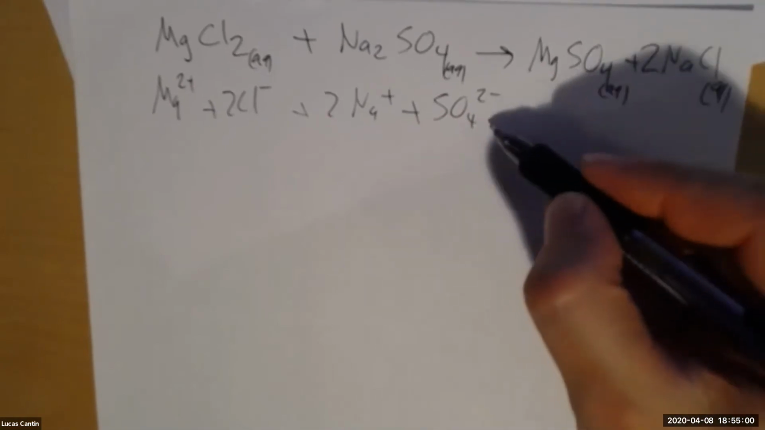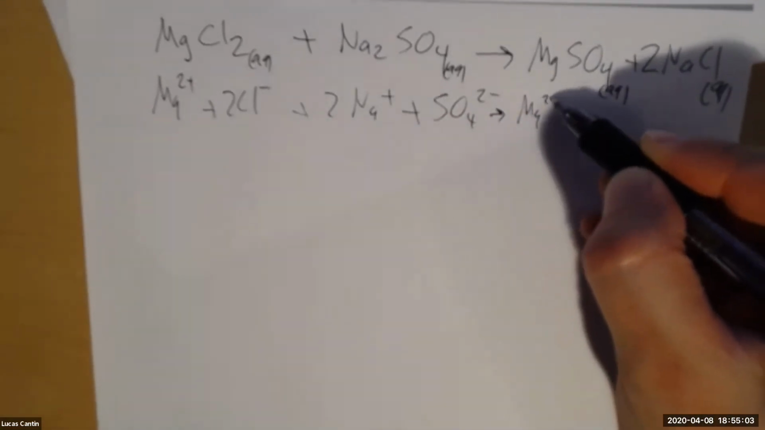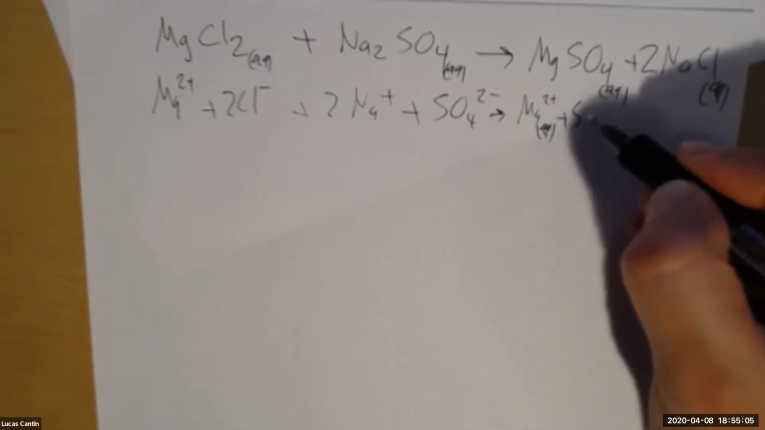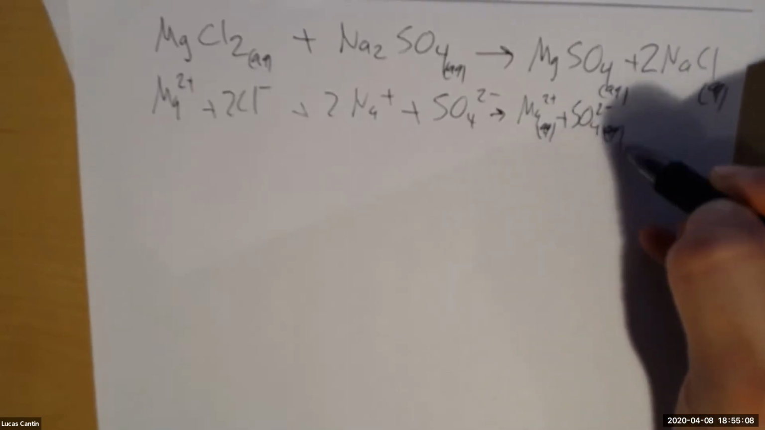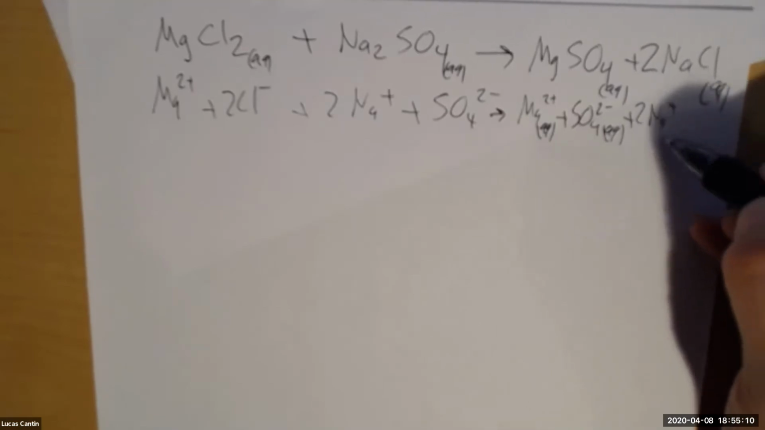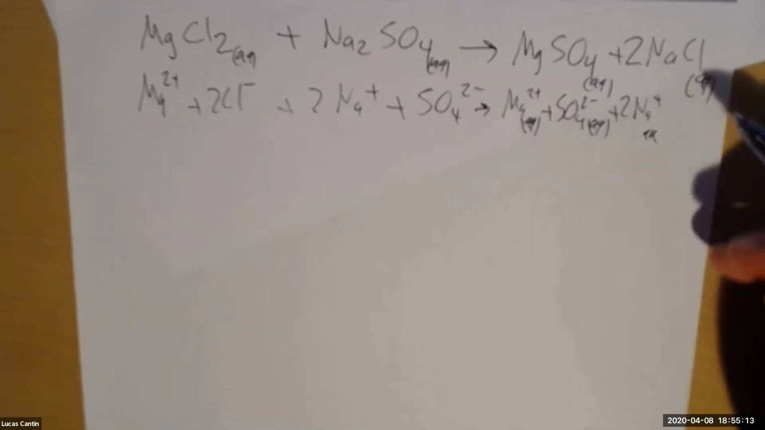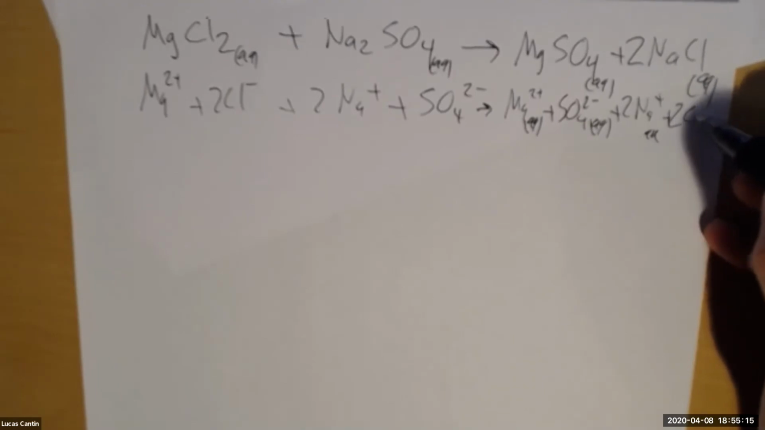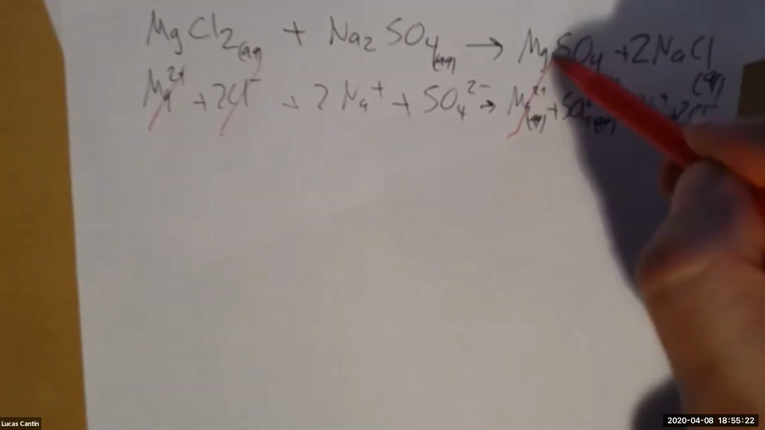When I go to write my total ionic equation, everything becomes ions. I get magnesium 2 plus aqueous plus SO4 2 minus aqueous plus 2 sodium plus aqueous. I'm kind of ran out of room here. Plus 2 chloride minus aqueous. And everything cancels. All of it's gone. So let's do it. Magnesium with magnesium, chloride with chloride, sodium with sodium, sulfate with sulfate. So in this case, your answer is no reaction.